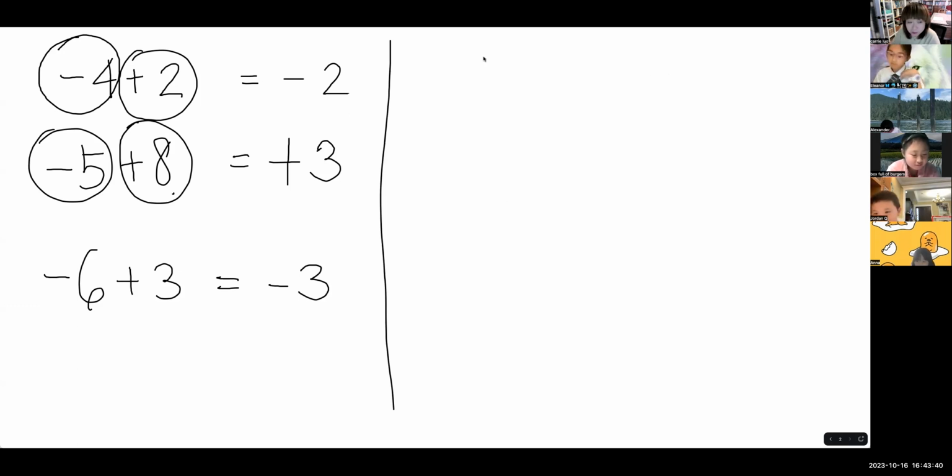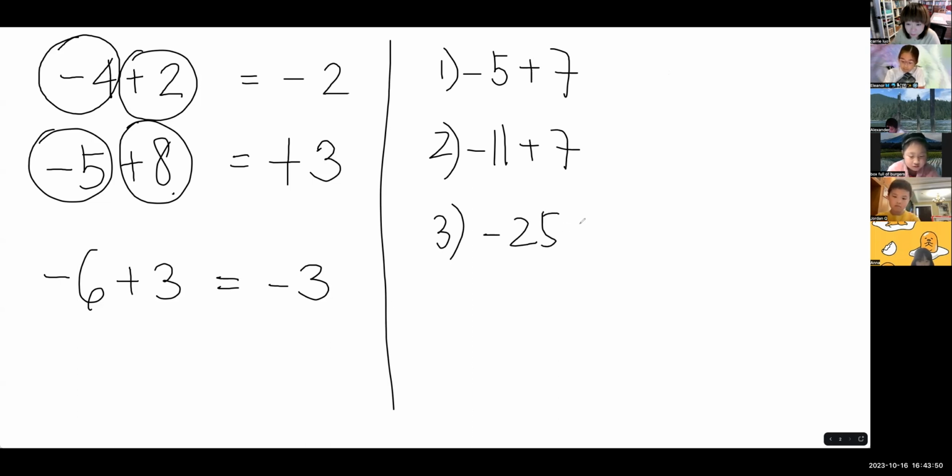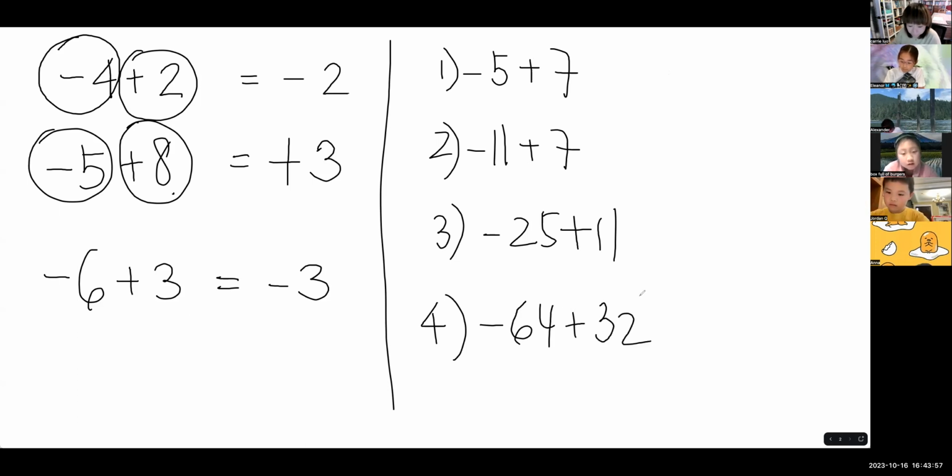Okay, so everybody, let's take a look at this one. Negative 5 plus 7, negative 11 plus 7, negative 25 plus 11, and negative 64 plus 32. Sent it to.